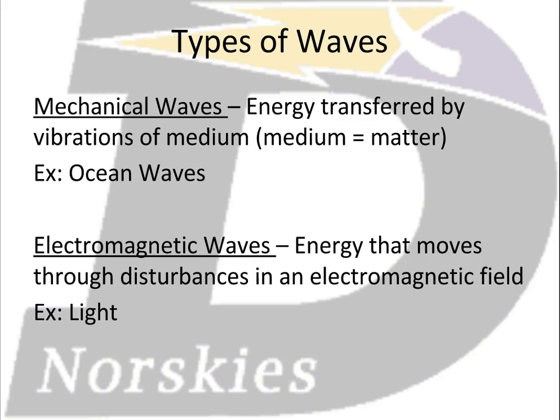There are two types of waves that we need to discuss. Mechanical waves are when energy is transferred by vibrations of a medium. A medium is another word for matter, so any material or substance that can carry energy through it. An example of this would be ocean waves. Then you have electromagnetic waves, which is energy that moves through disturbances in an electromagnetic field. Examples of this would be light waves, and we'll talk more extensively about these types of waves individually once we get a good foundation of what a wave is.